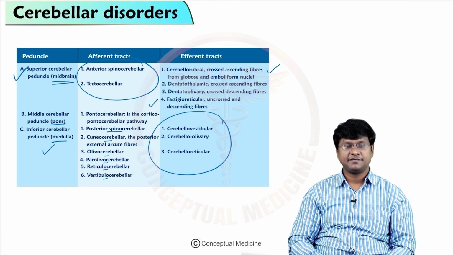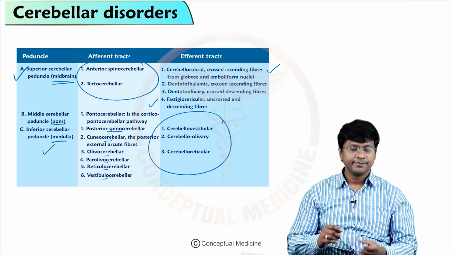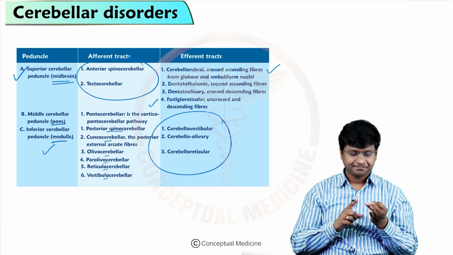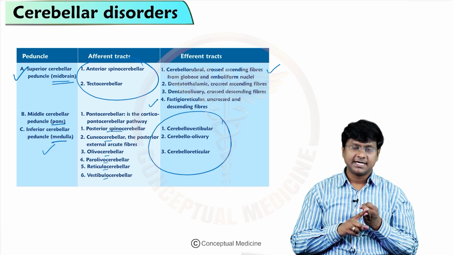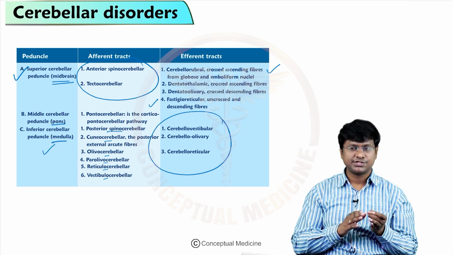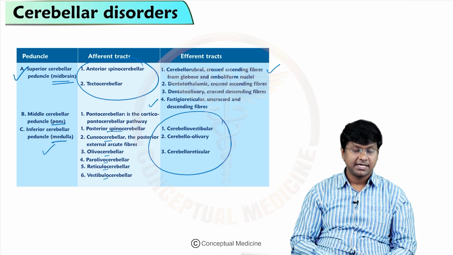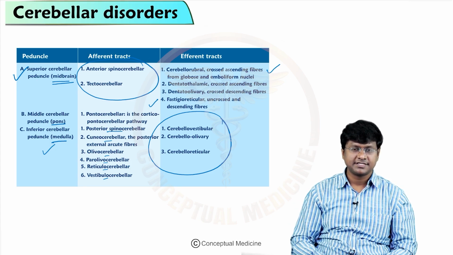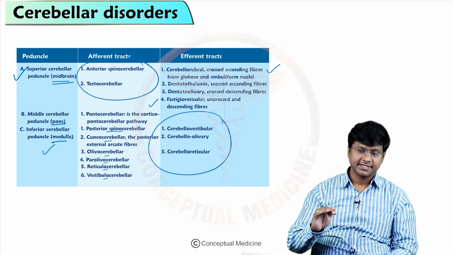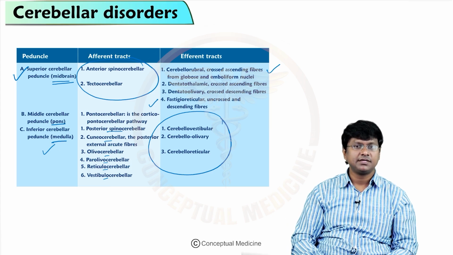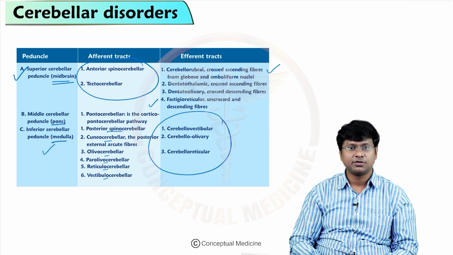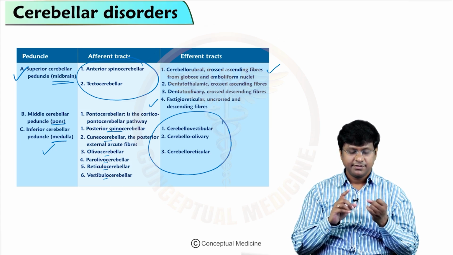So these will be the manifestations of the cerebellar lesions. But what are the cerebellar disorders? We have spinocerebellar ataxia, which is nothing but Friedreich's ataxia. Then we have ataxia telangiectasia. These two I will discuss subsequently. You can see a separate section on Friedreich's ataxia, that is spinocerebellar ataxia, and a separate section on ataxia telangiectasia.